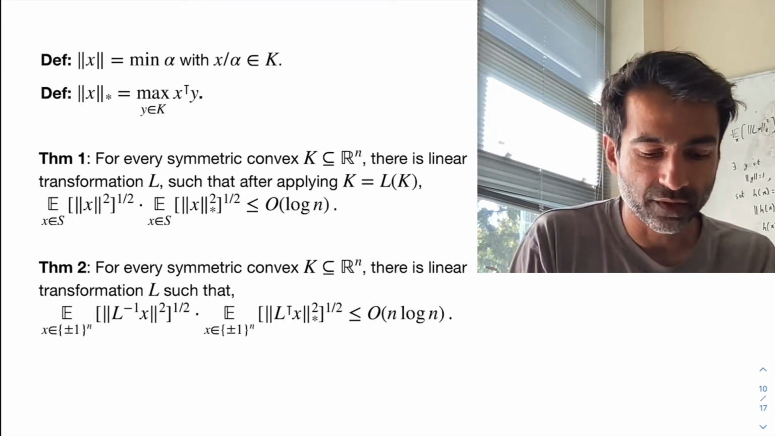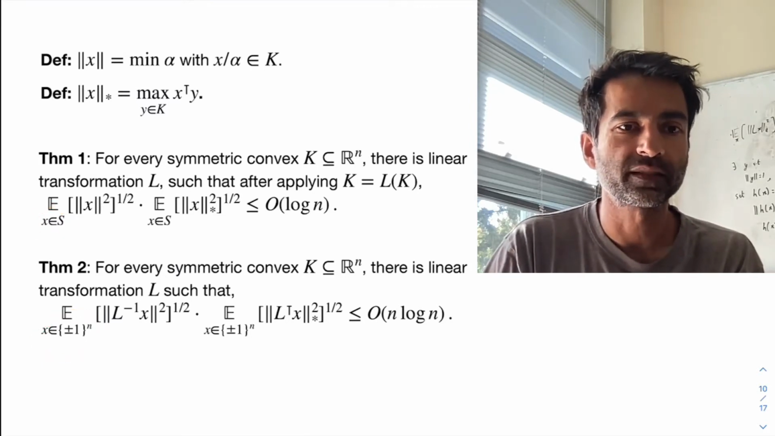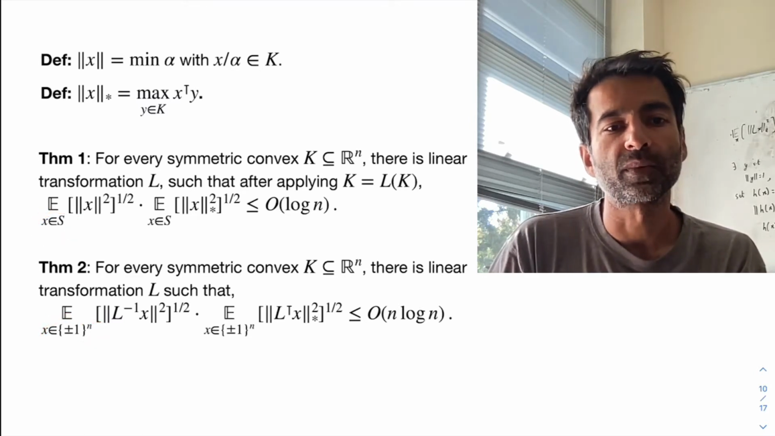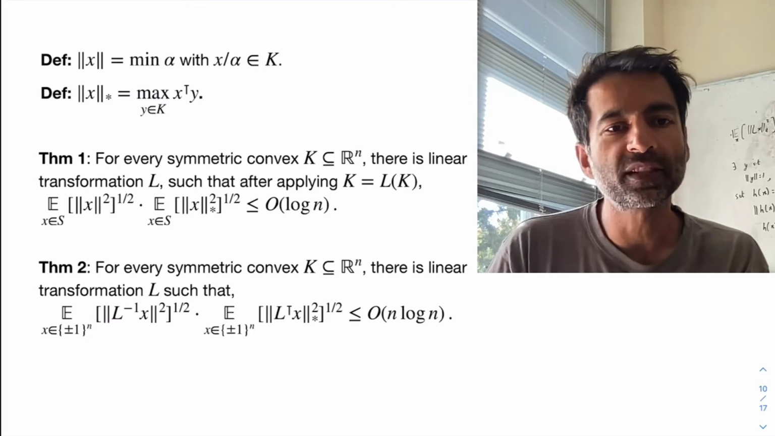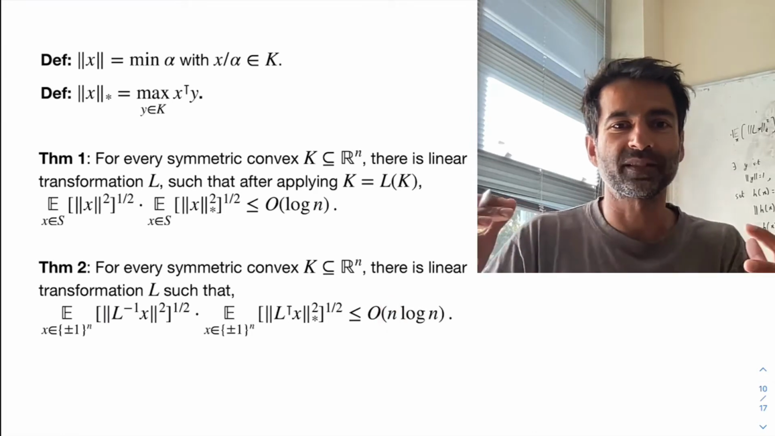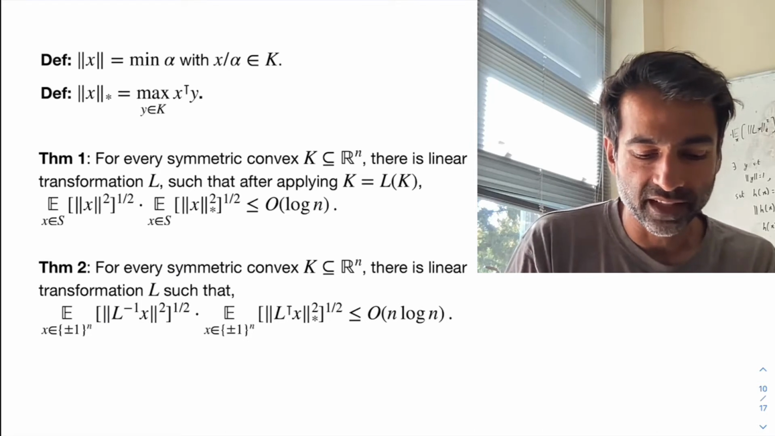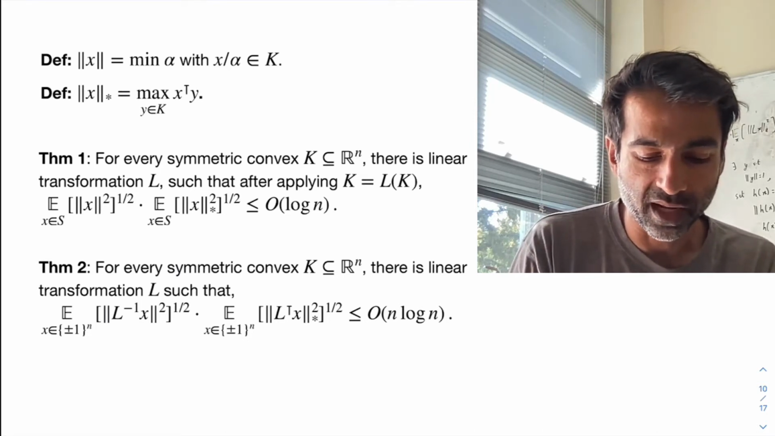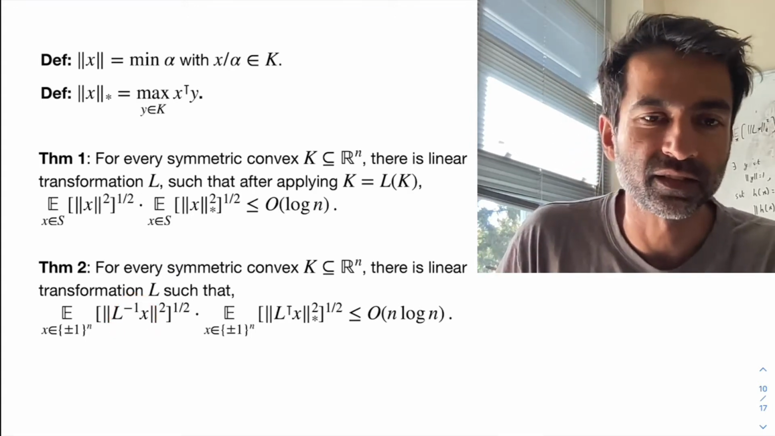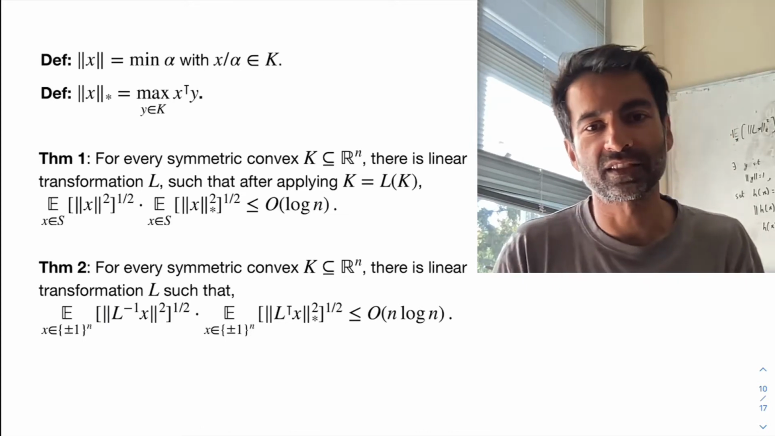One difference is that I've replaced the unit sphere here with the Boolean cube. Okay, so instead of taking points x from the sphere, I'm taking points x from plus or minus 1 to the n. And to compensate for this, the bound has an extra n, okay, because the cube is bigger. And another difference is that I'm going to apply the linear transformation to the points rather than to the body. Okay. This will make it easier to prove. Now let me justify both of these changes.